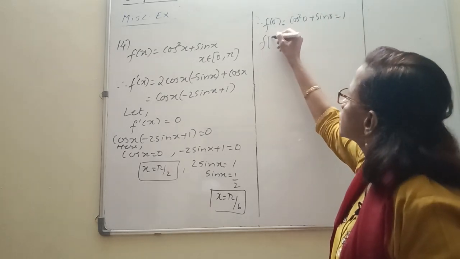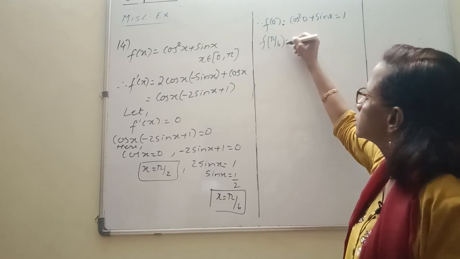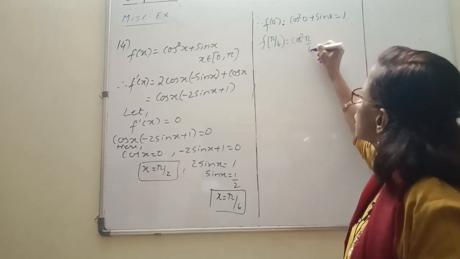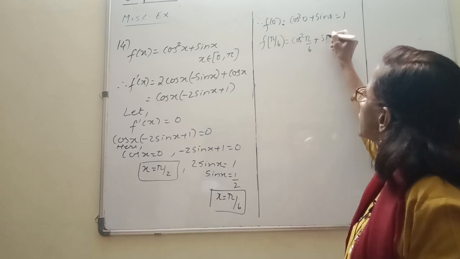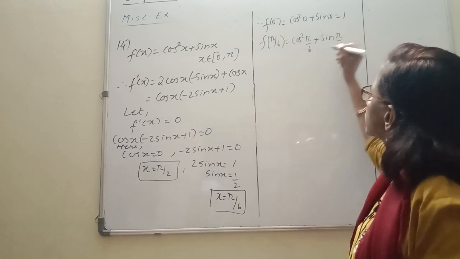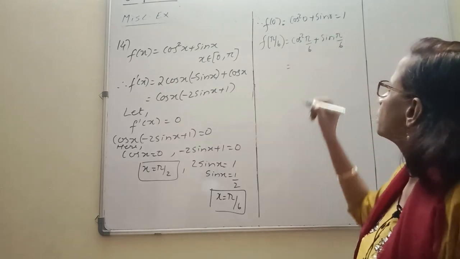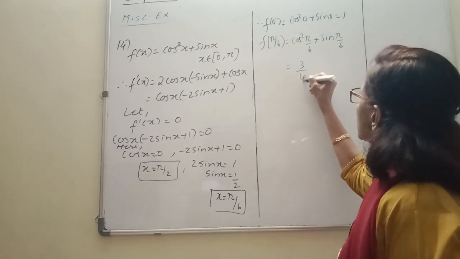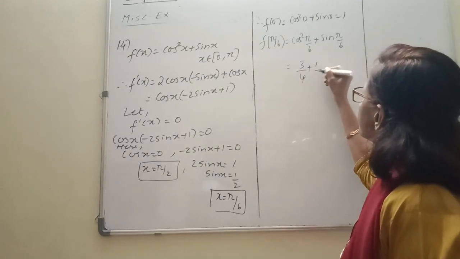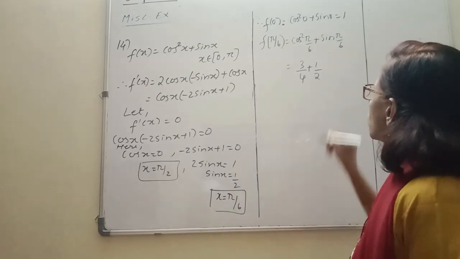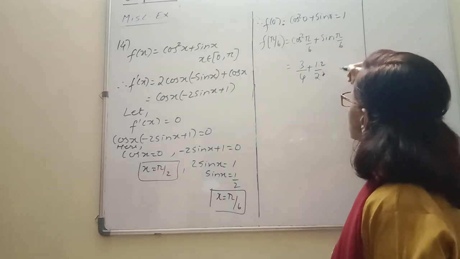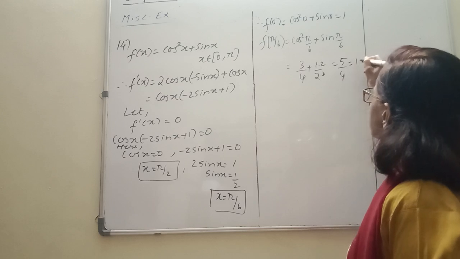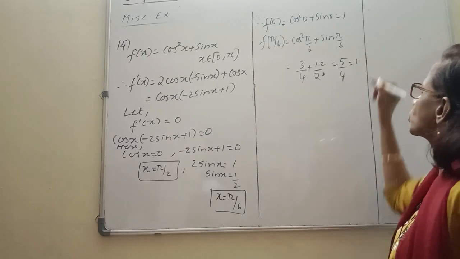Then next is f at pi over 6, which is 30 degrees. So cos squared pi over 6 plus sin pi over 6. Cos pi over 6 is root 3 by 2, so cos squared is 3 over 4, plus a half. Making the denominators equal, that gives 5 over 4, which is 1.25.